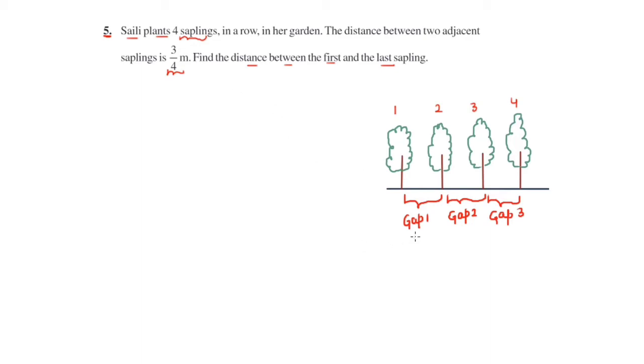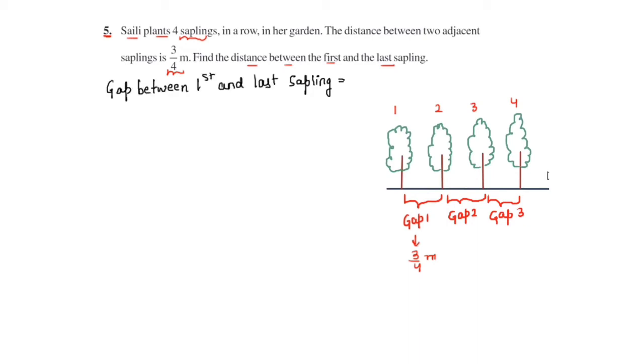Now as given in the question, the distance between 2 adjacent saplings is 3/4 meter. So can we assume that gap 1 is 3/4 meter? Also, adjacent means next to. So 1 and 2 are adjacent to each other, 2 and 3 are adjacent to each other, like this. I think I am clear on this point.